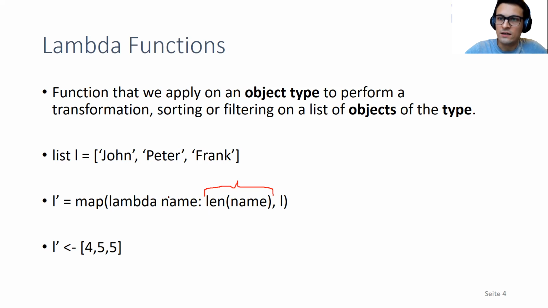Actually, we get an output list 4, 5, 5. And why is that the case? That's because John is 1, 2, 3, 4 characters. So its length is 4. So the length of John maps to 4. And if you look, Peter and Frank both are names that map to a value of 5.